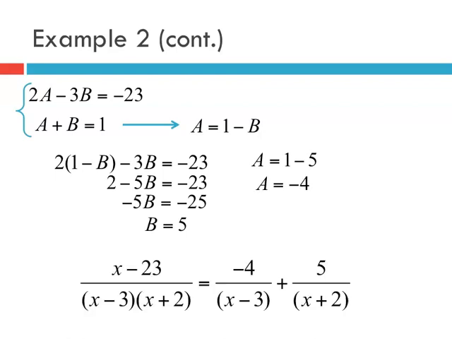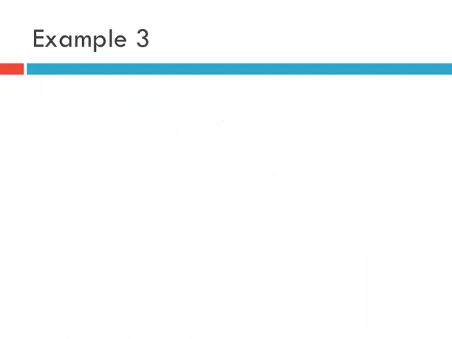All right, so that means in this fraction here, we can go back and write in negative 4 for a and 5 for b, and that is our decomposition. All right, example 3. We have 5x squared plus 20x plus 6 all over x cubed plus 2x squared plus x.